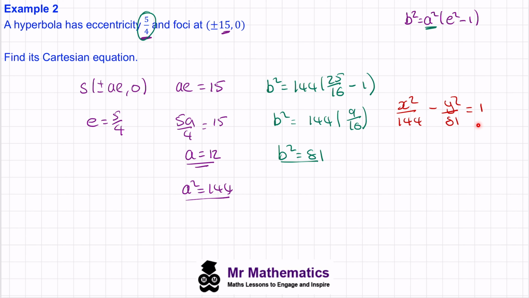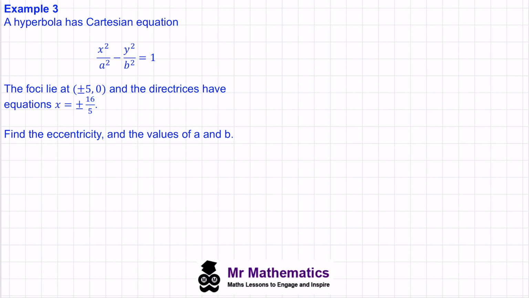Okay? Let's move on to question 3. Okay, so finally, for example 3, we've been given the general equation of a hyperbola. We've been told its foci lie at plus or minus 5, 0, and its directrices have equations x equals plus or minus 16/5. So we know the general equation for the focus is ae, 0, and for the directrix, x equals a/e. So this ae is given as 5 if we just consider a positive case.